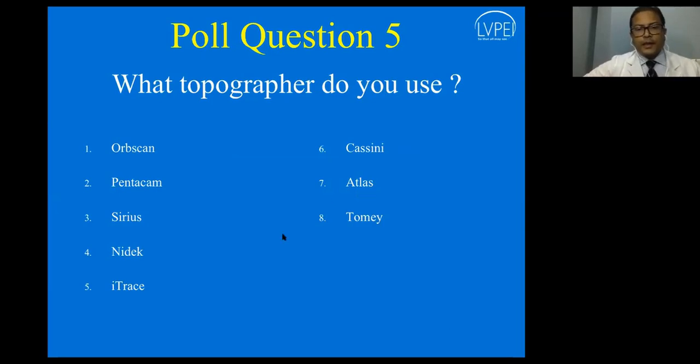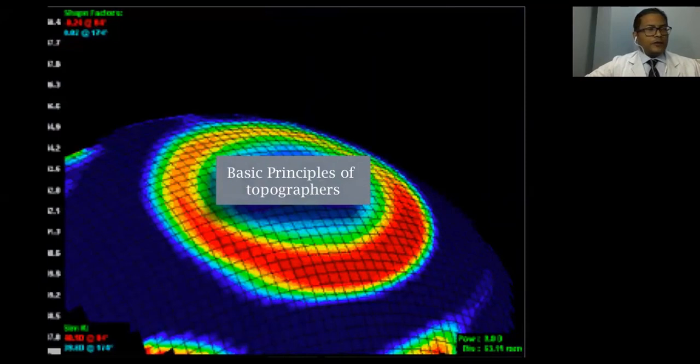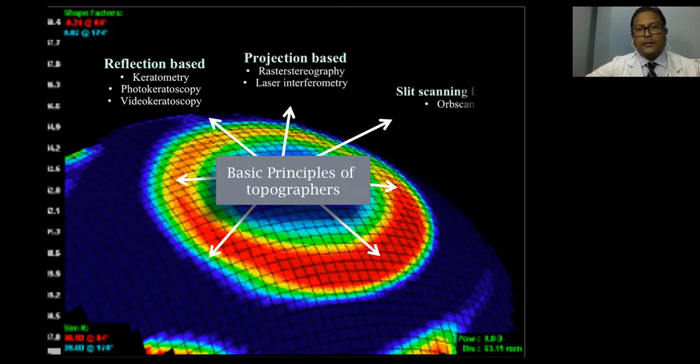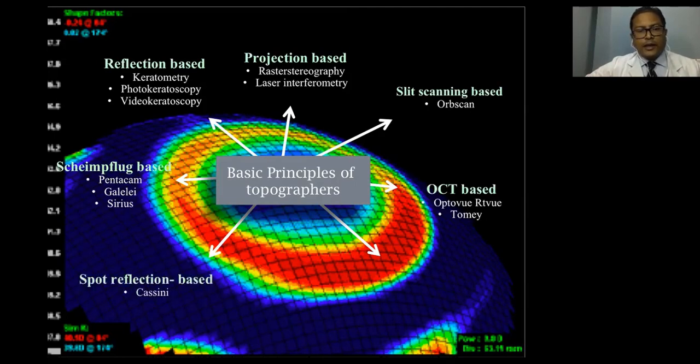Okay. So we will have a quick overview of the topographers that are in commercial use and see what is best suited for which function and how it may potentially affect your practice. So topographers can have different principles on which they work. Typically, they may be reflection-based, including keratometry, photokeratoscopy or video keratoscopy, projection-based like raster or laser interferometry, slit scanning like the OrbScan, Scheimpflug-based, which may be Pentacam, Galilei or Sirius, OCT-based, and spot reflection-based or hybrid topographers like the iTrace.